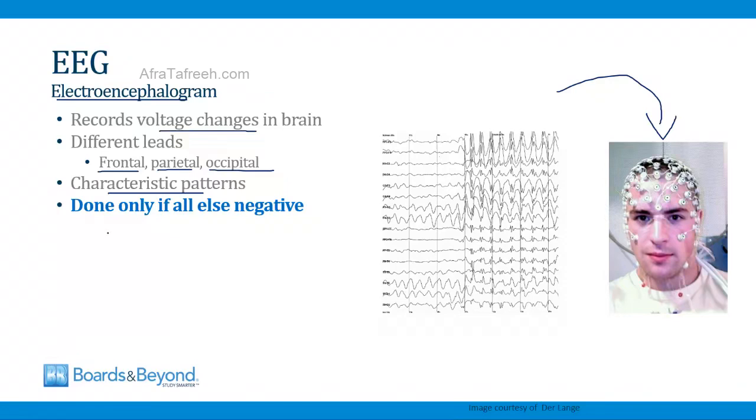And then I cannot emphasize this enough, but the EEG is only done if all the other tests are first negative. All those things we talked about in the last slide, you do those tests first, and only then do you perform the EEG if you still haven't found a cause for the seizure.